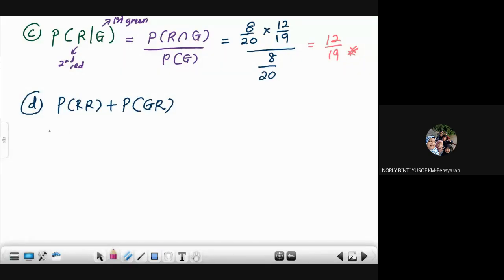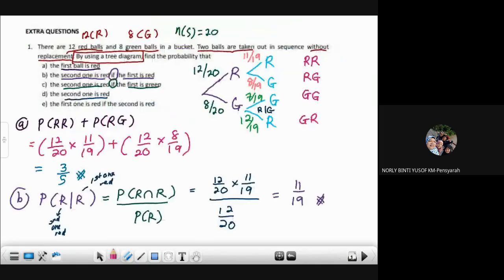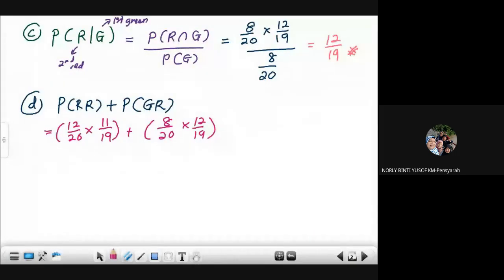For red, red, you got 12/20 times 11/19 plus 8/20 times 12/19 based on green, red. Jadi ambil dekat situ, since that you punya tree diagram tu dah penuh, then you kira, you dapat 3/5 as the simplest form of the value probability.